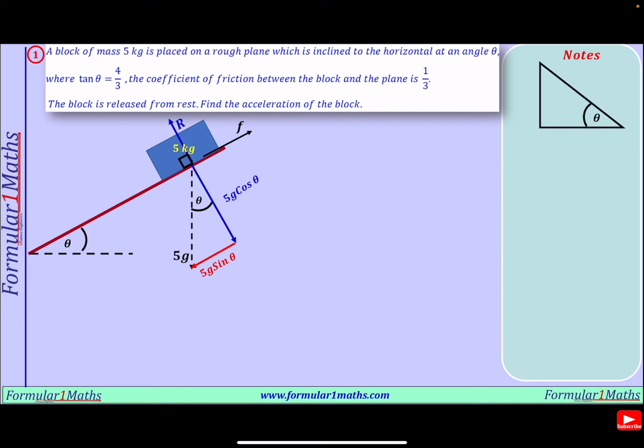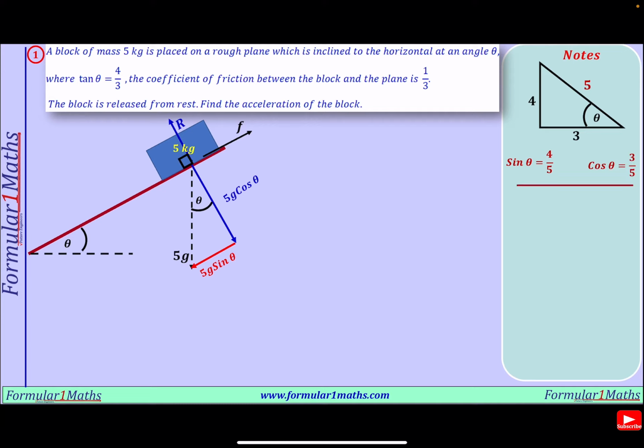We will now draw a right-angled triangle with the angle in place, as shown in the diagram over here. Because we are told that tan theta is equal to 4/3, that makes this length 4 and this length 3. Using Pythagoras' theorem, the hypotenuse becomes 5. We are now in a position to write down the values of sin theta and cos theta. So sin theta will be 4 over 5 according to SOHCAHTOA, and cos theta will be 3 over 5.